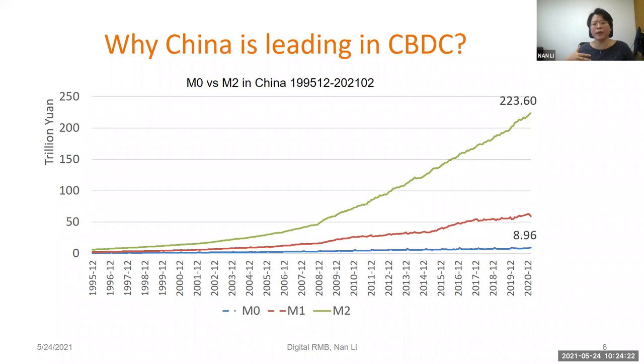We have several reasons for that. The first reason is that this graph shows how much money is actually in circulation in China. This is M0 as of 2021. In February, we have 8.96 trillion yuan as the currency in circulation, our M0, okay?